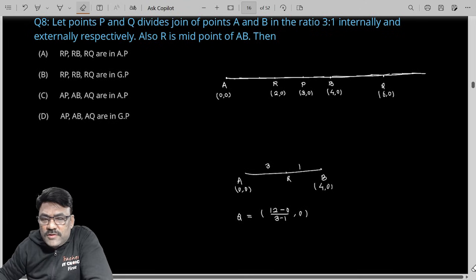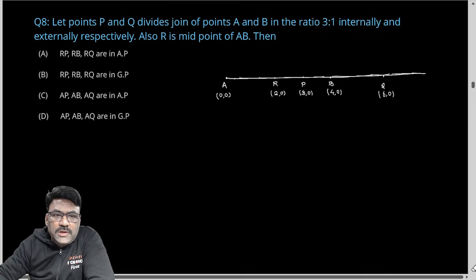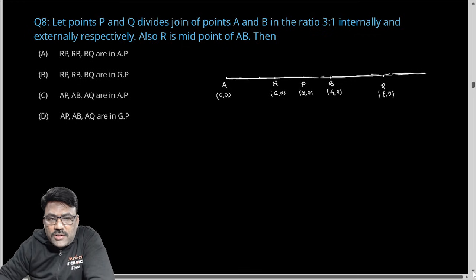Q is 6 comma. Just use the section formula for external division: M1x2 minus M2x1 over M1 minus M2. Now check the options. They are saying RP, RB, RQ. So let's check RP, RB, RQ.